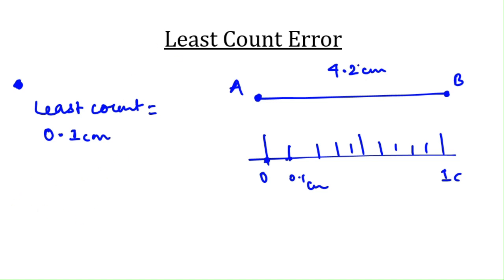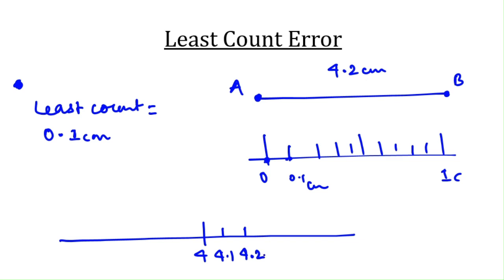But what happens? Let's say you have measured the value 4.2 centimeter. Let's say you are measuring the exact value 4.2 centimeter. Still there is uncertainty because, let me draw and then we can discuss. This is 4.1 and this is 4.2. So now take a closer look at this 4.2.